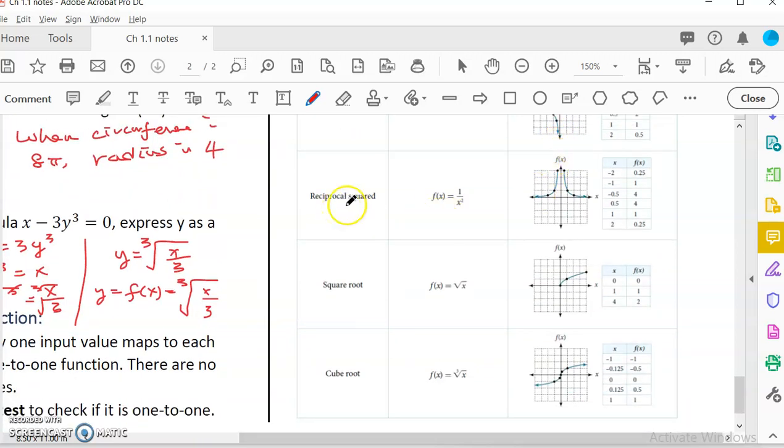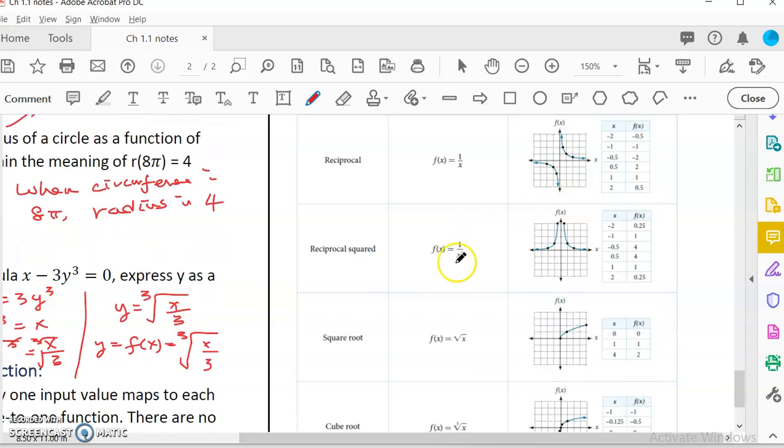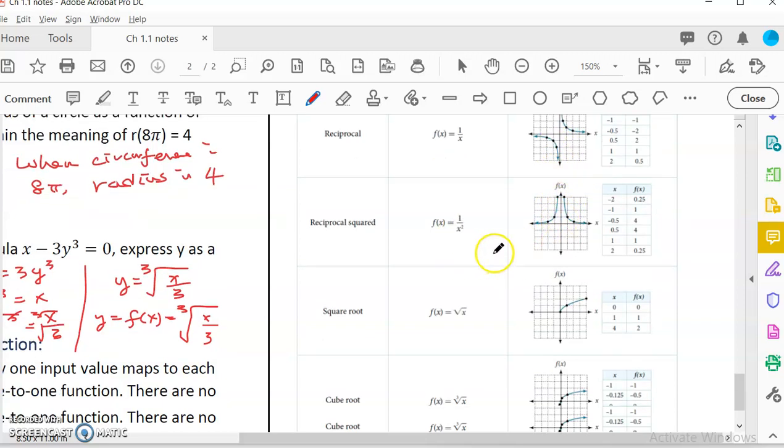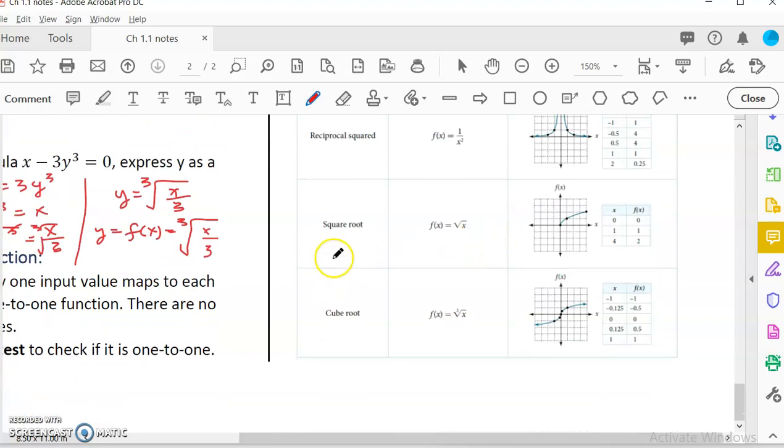The next one is the reciprocal square function, f of x equal to 1 over x squared. So basically it's also two branches, but because after you square, your x is always positive, it goes up like that. Although the two branches go up to infinity, they don't meet at infinity. At x equal to 0, it is also undefined.